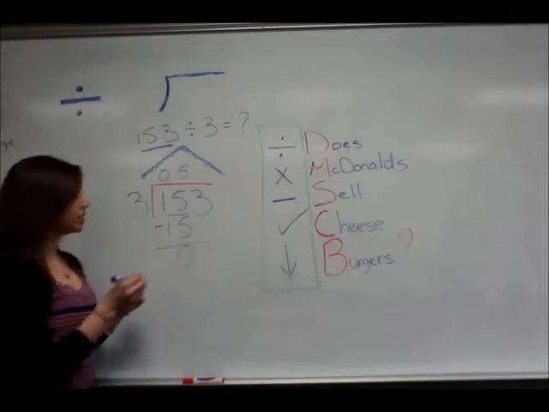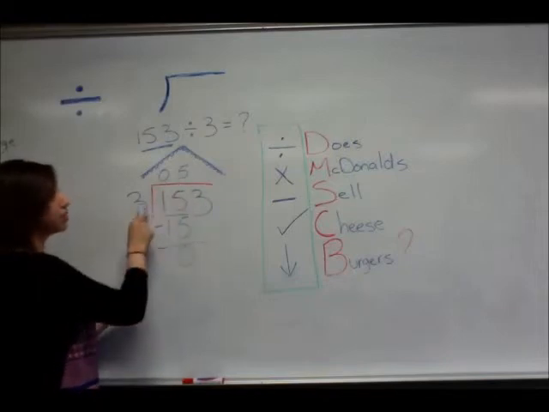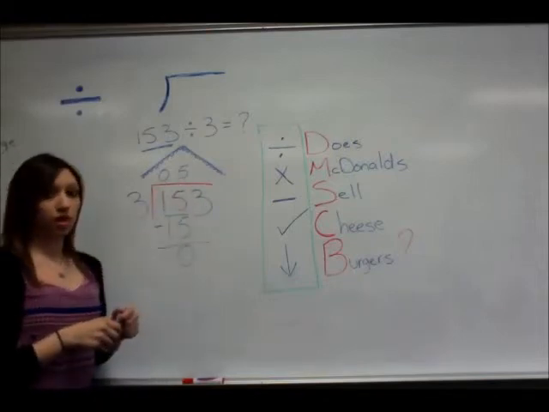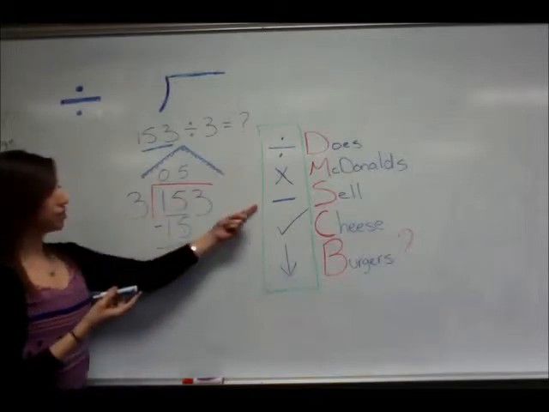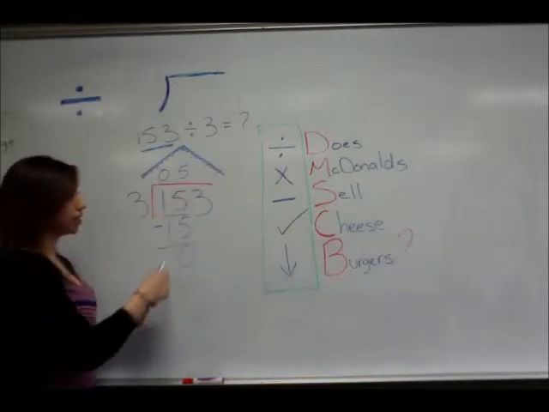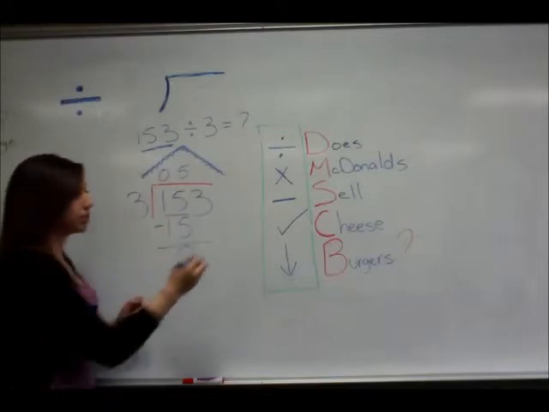Now, our next step would be to check it. Did we do it right? Okay, how did we get the 5 again? Well, teacher, 5 times 3 is 15. Okay, and after that, what was our following step? Subtract. Did we subtract correctly? 15 minus 15 is 0. Perfect, we did it right.